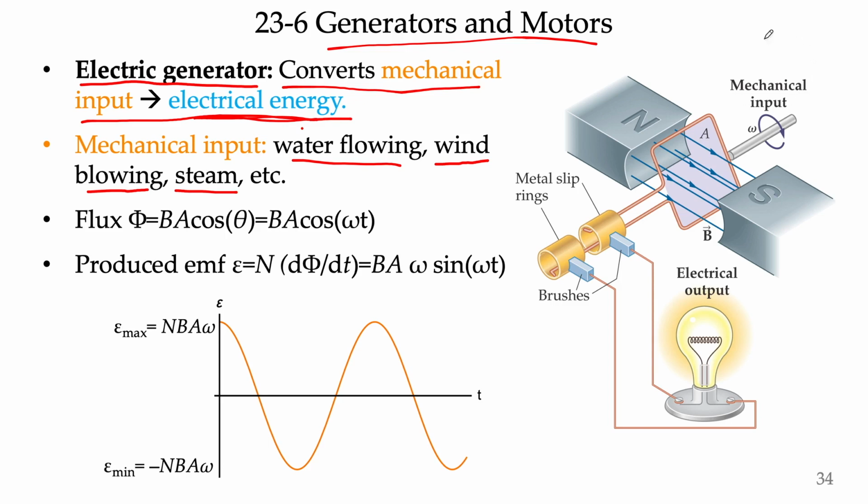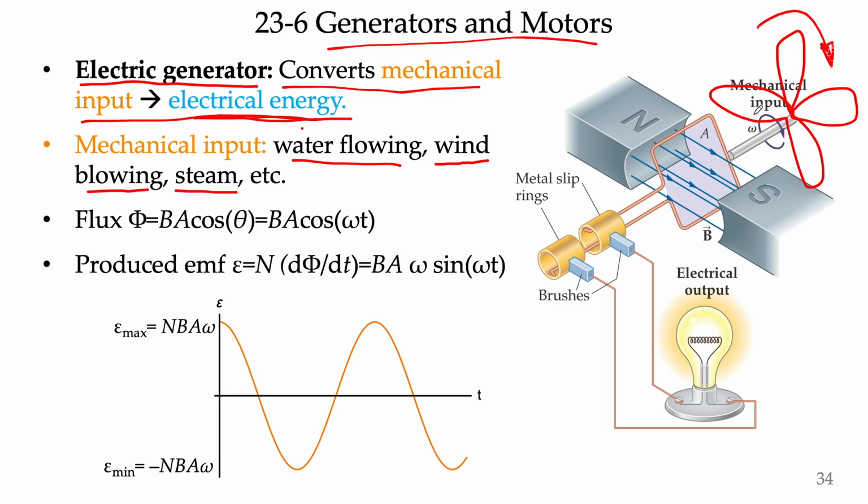So the generator is basically something like this. There is the mechanical input. It rotates this mill, which is connected to this circuit. Maybe there's a fan here, so it could be water flowing in or wind turning this.